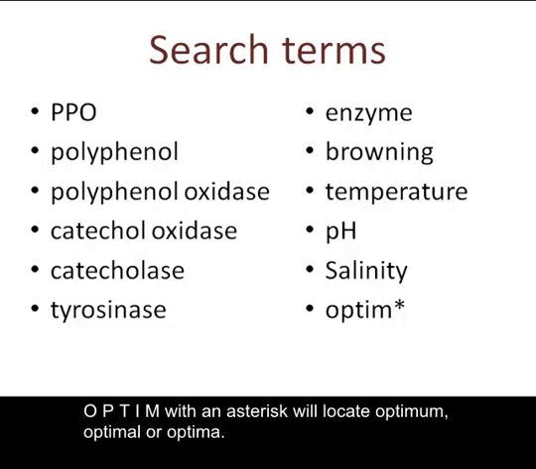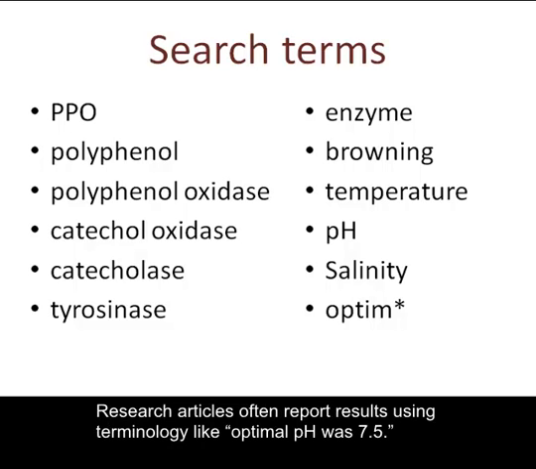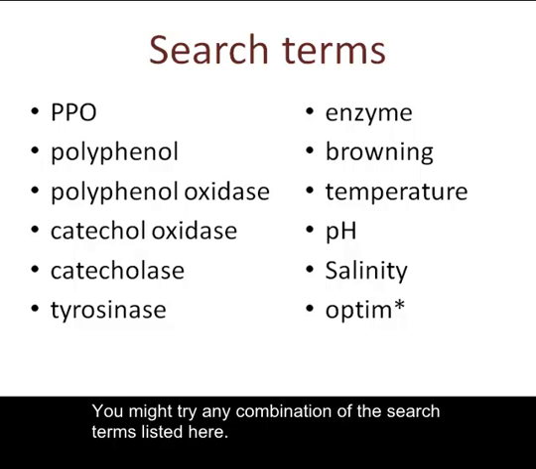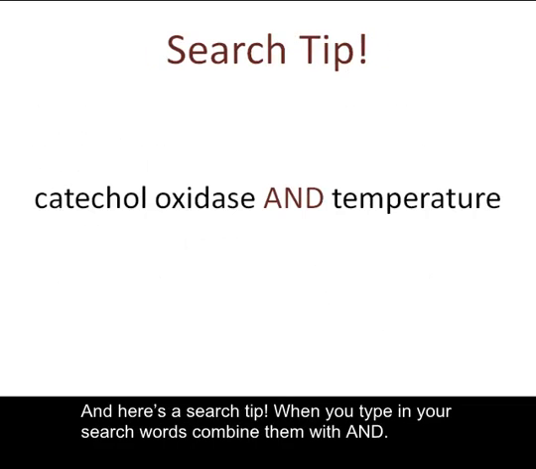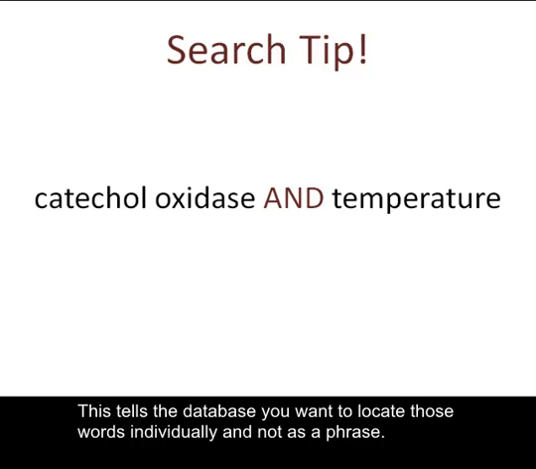OPTIM with an asterisk will locate optimum, optimal, or optima. Research articles often report results using terminology like "optimal pH was 7.5." You might try any combination of the search terms listed here. And here's a search tip. When you type in your search words, combine them with AND. This tells the database you want to locate words individually and not as a phrase.